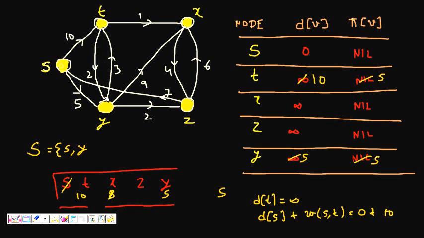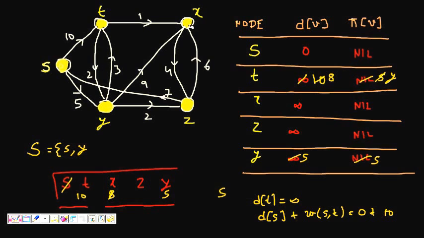So its neighbors are t, x and z. Let's try to see first for t. For t, it's already 10 now, d of t is 10. From y if we go to t, it will be 5 plus 3, so it will be 8. So t will be updated, it becomes 8, and its parent is now y. Okay, so you can see from s to t it was 10, but from s to y, y to t it's 8, so it's updated.